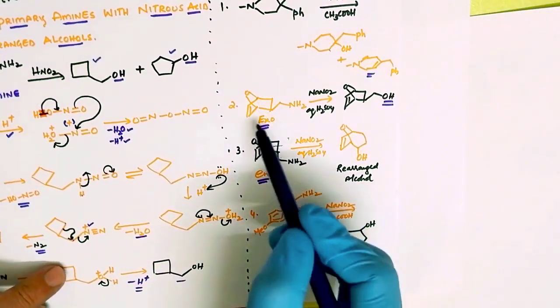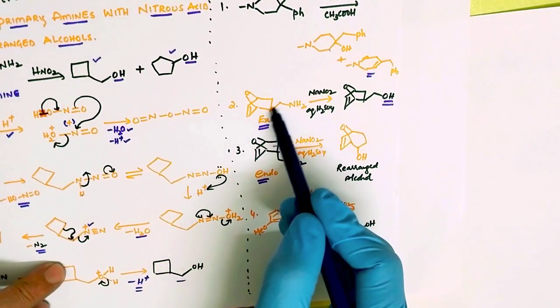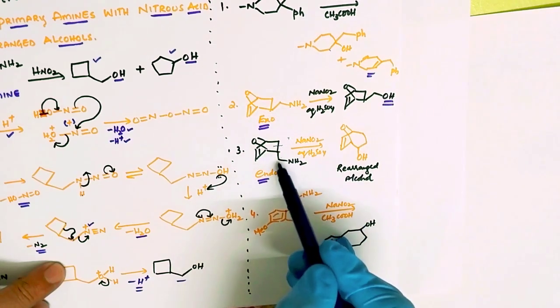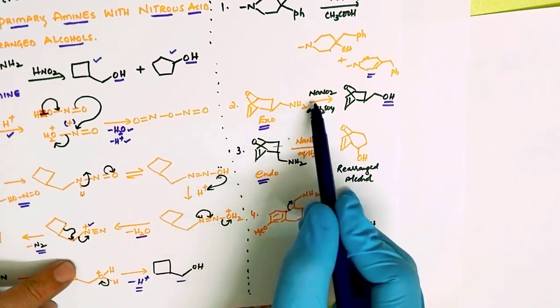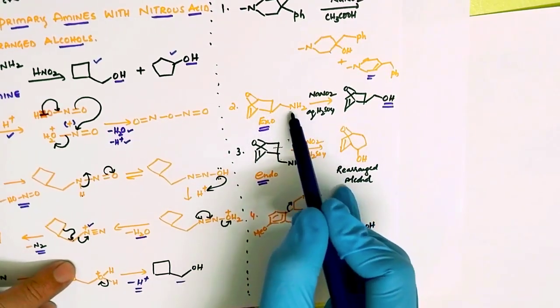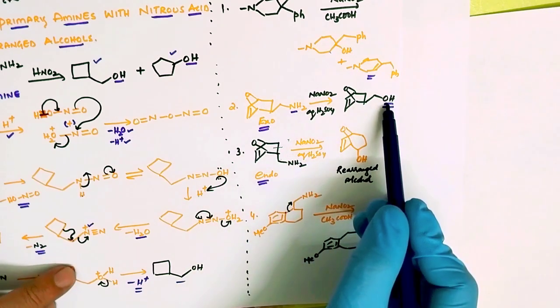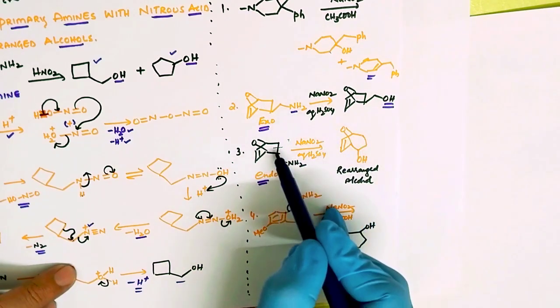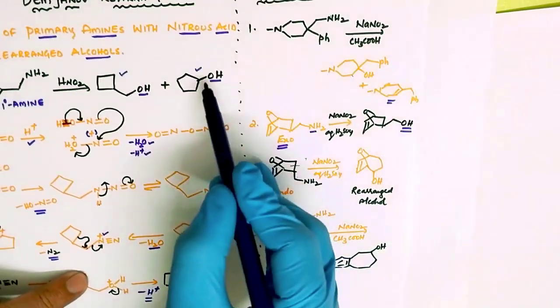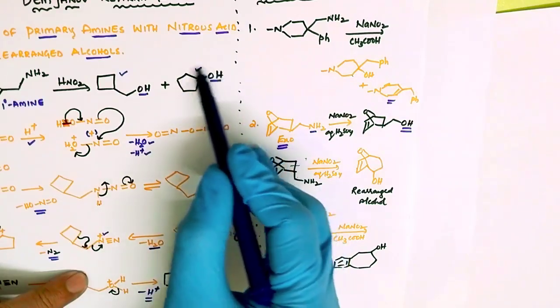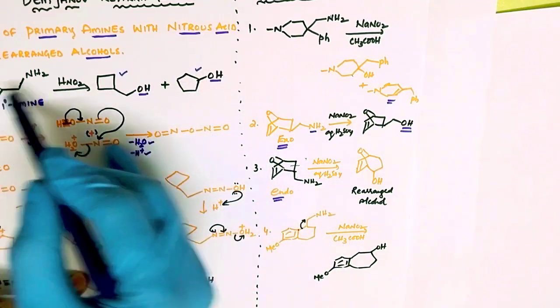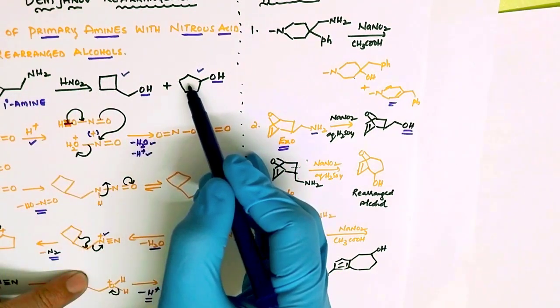One more application we have here. This is exo and endo. This is the exo compound, and this one is the endo compound. The exo compound is subjected to Demjanov rearrangement: simply the NH2 is replaced with OH. In the case of the endo, what happened? The ring expansion takes place. Here the 4-membered ring is converted into a 5-membered ring.